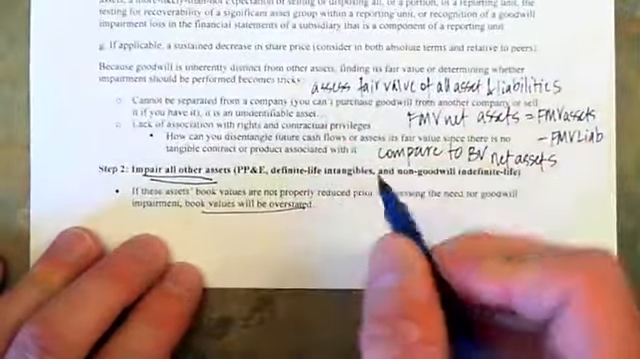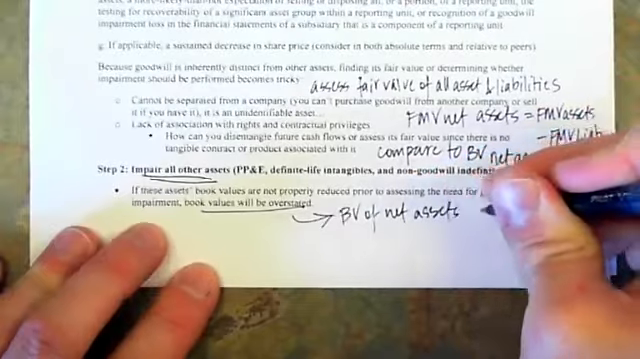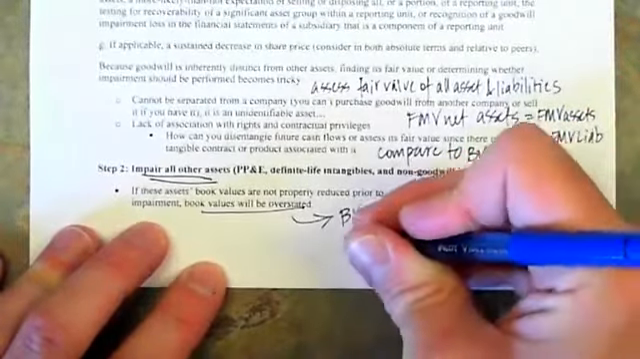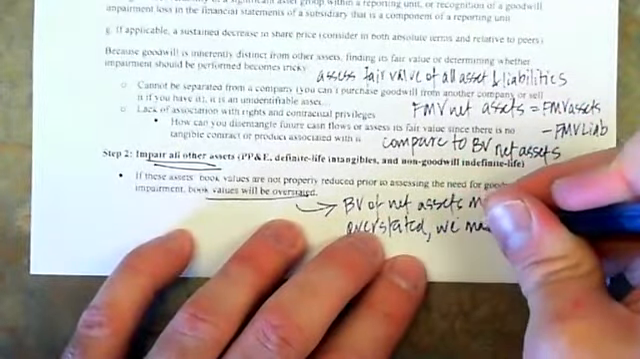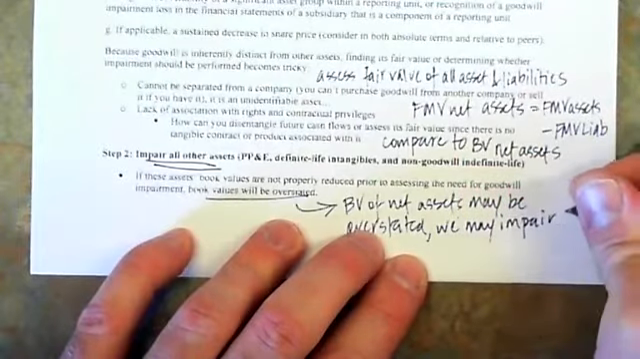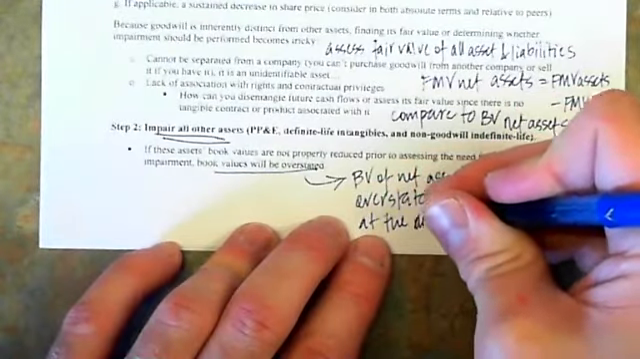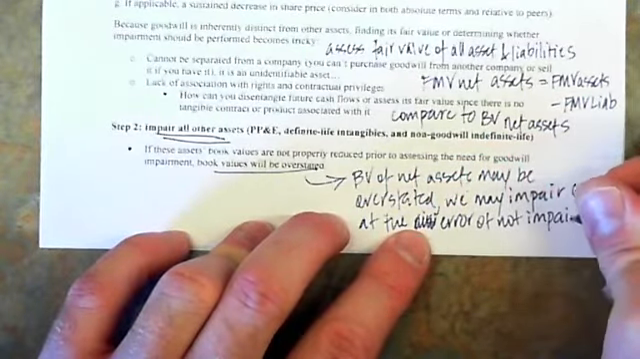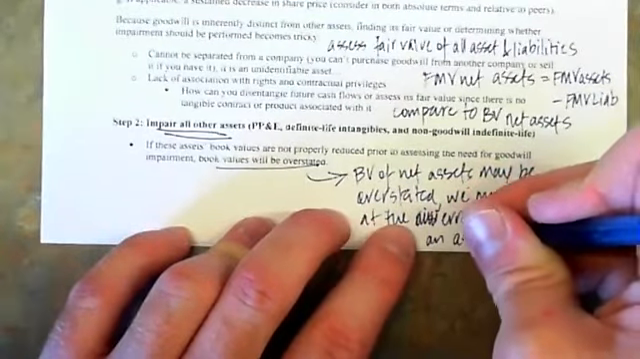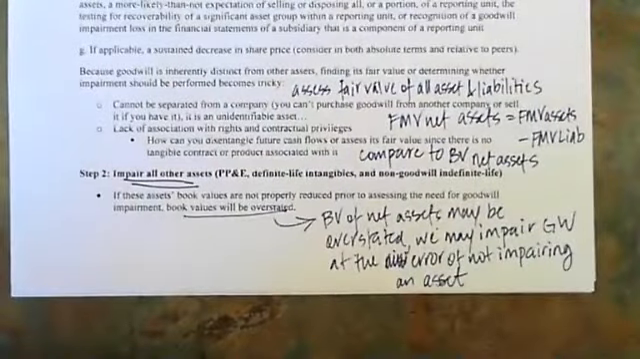Okay. If that's overstated, then we may impair goodwill at the risk or at the error of not impairing an asset. So, if, say, we had some radical example where we had a piece of equipment that had a book value of $1 million too high, we would impair it.